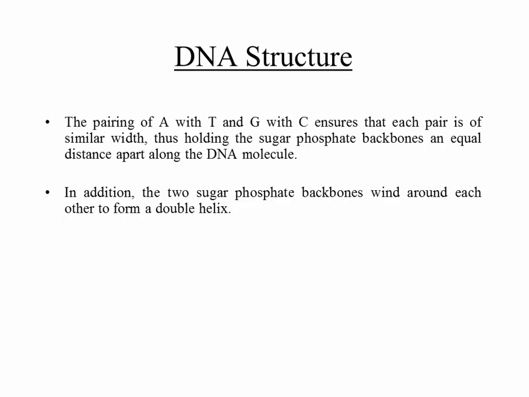Now, the pairing of A with T and G with C ensures that each pair is of similar width, so that you have a nice ladder where the width is the same all throughout, and thus holding the sugar phosphate backbones an equal distance apart along the DNA molecule. And in addition, as I said, the 2 sugar phosphate backbones wind around each other to form the famous double helix of DNA.